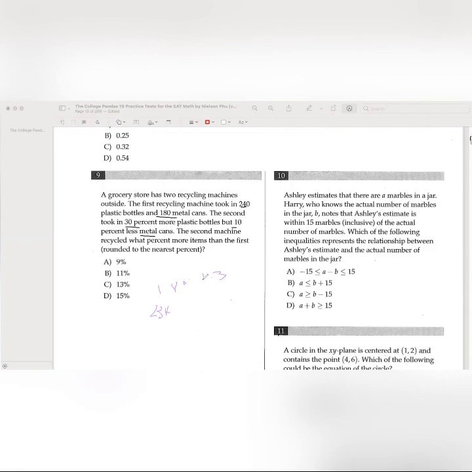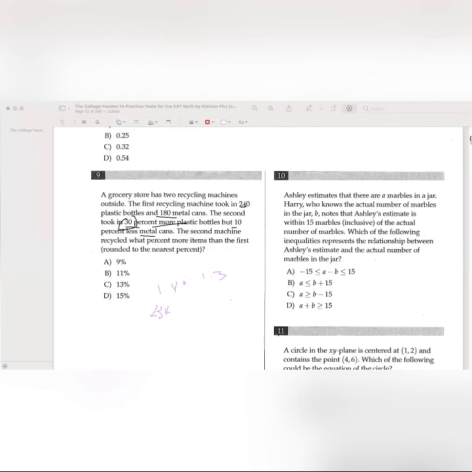I don't think you accounted for the fact that the second one took in 30% more plastic bottles. I did 180 times 1.3. No, it should be 240 times 1.3. Oh, oops, I did the wrong one. That should get you 312, and then 0.9 times 180, which is 162 or something like that. Yeah, the total is 474.